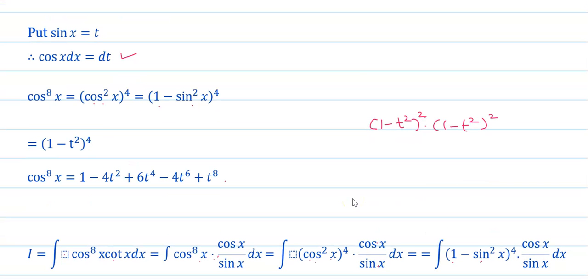Okay. The substitution is sin x is equal to t. But you want to expand that, t in bracket, t minus t square, bracket raised to 4, in this way, or by using the binomial expansion.